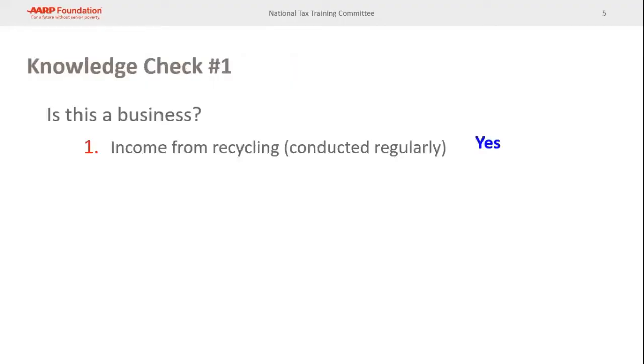Okay, so let's do a knowledge check. Let's consider a few examples. What about recycling income? Well, in this case, the taxpayer has told us he does it on a continuing basis. So yes, this would be a business. What about clinical trial payment? Well, no, here the taxpayer is telling us it's a one-time activity. So this would only be reported as other income.